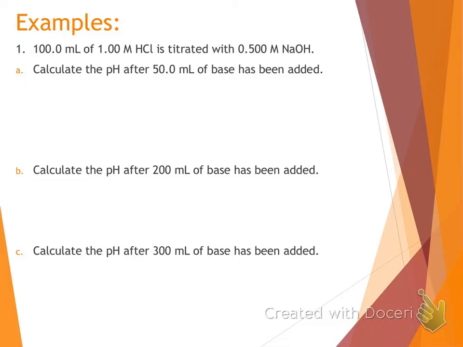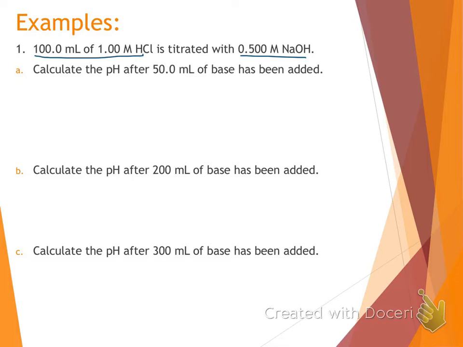So we have 100 milliliters of our 1 molar HCl, and we're titrating it with 0.5 molar NaOH. The first thing we want to know is the pH after 50 milliliters of the base have been added. I'm not quite sure where that falls on my titration curve, so we can do stoichiometry in a BCA table to figure that out and figure out our excess.